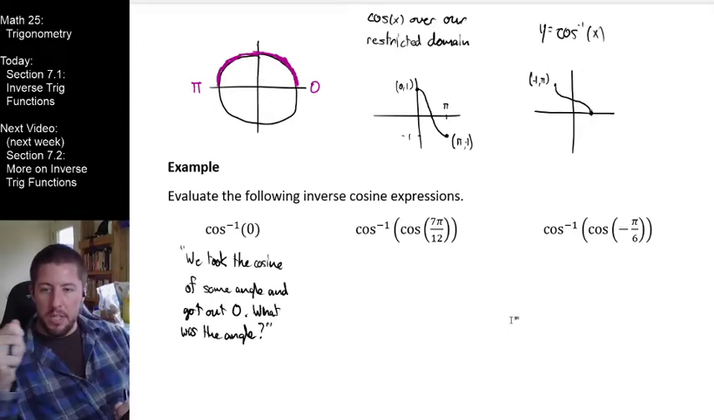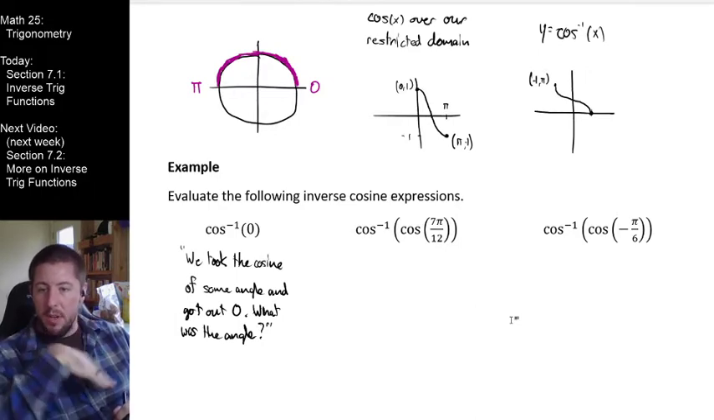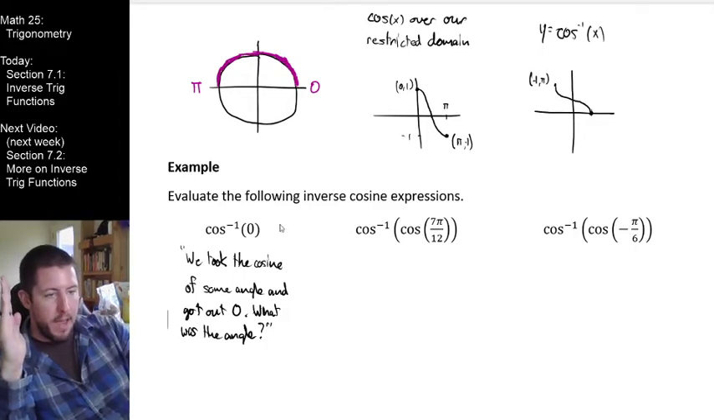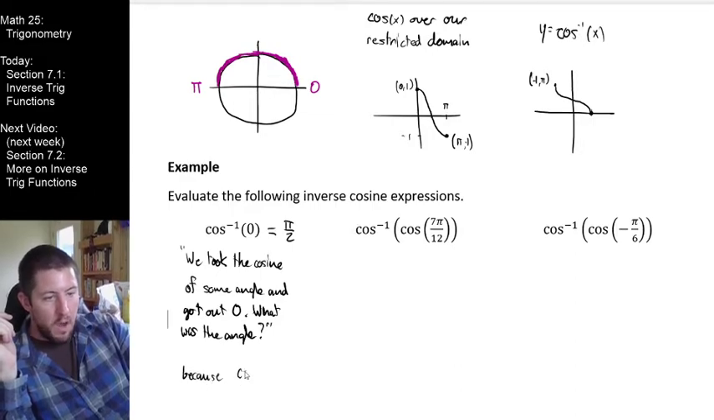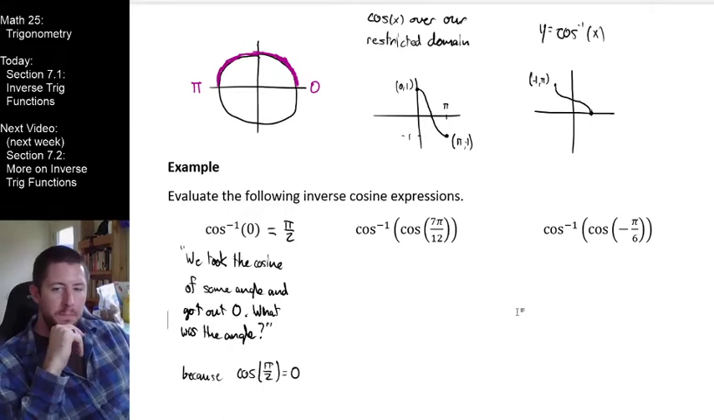Since cosine measures left-right amount, I want to know where did we have a 0 for our x value on the unit circle, and that's exactly when we are vertical right here. So it seems like my answer here should be pi halves, and this is because cosine of pi halves is 0, right? We've just flipped our input and our output between our inverse function and our forward direction function. Very cool. Let's look at our next couple.